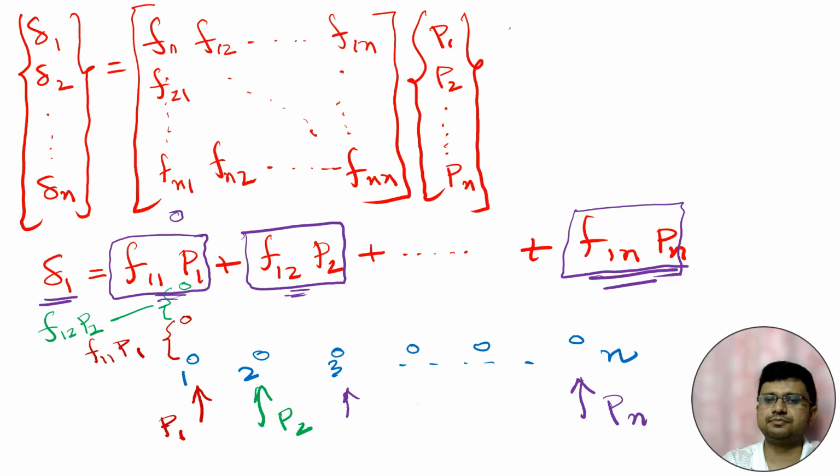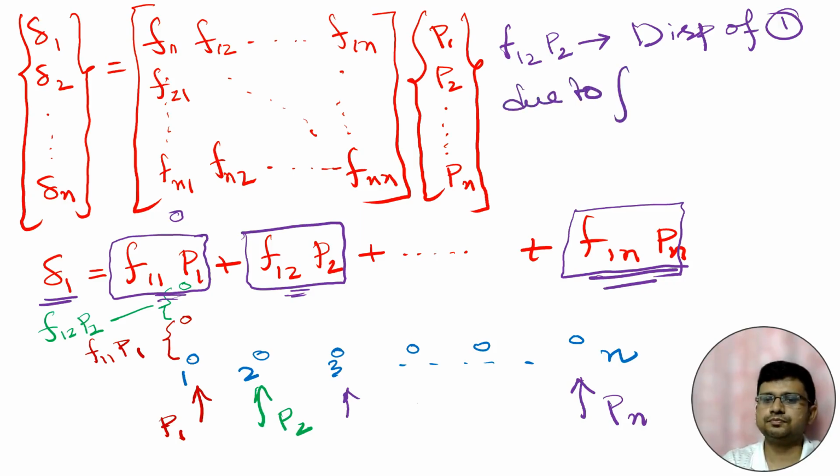So if I again repeat, what is F12? F12 is actually the displacement of node 1 due to force P2 at node 2. So F12 is the displacement of node 1 due to force P2 at node 2. Similarly, F1n will be the displacement of node 1 due to force Pn at node n. So this is the concept.